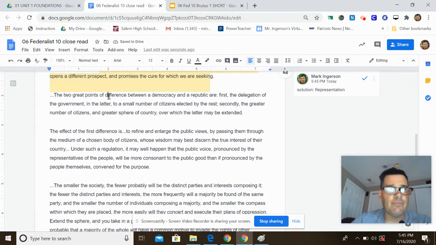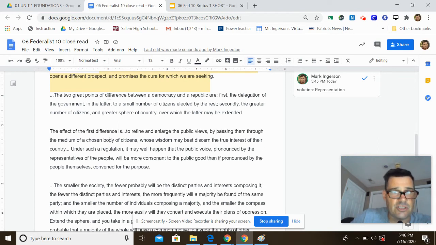The two great points of difference between a democracy and a republic are, first, the delegation of the government, in the latter, meaning the republic, to a small number of citizens elected by the rest. Secondly, the greater number of citizens, the greater sphere of country over which the latter may be extended. So, the country can grow if it's a republic. And Madison obviously saw that as a potential for our country. So, this is a good thing. By a republic, we can have a much larger country.